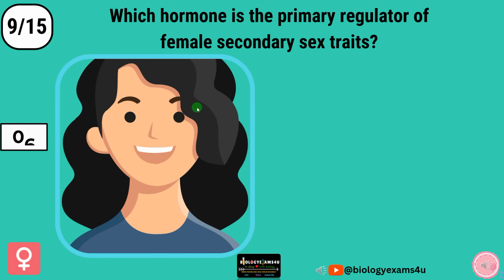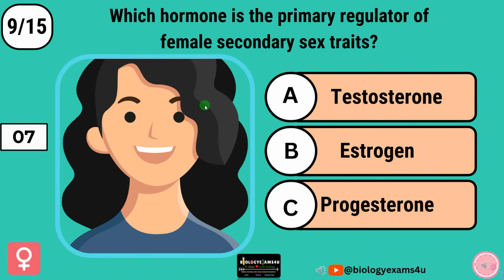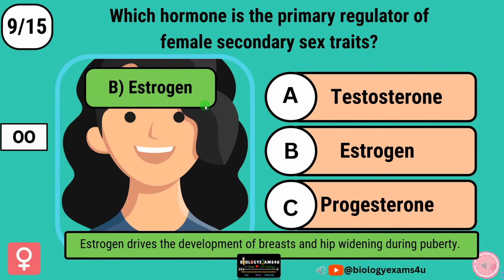Which hormone is the primary regulator of female secondary sex traits? Testosterone, estrogen, progesterone. The female secondary traits are regulated by estrogen.